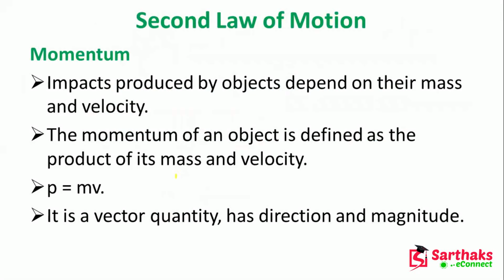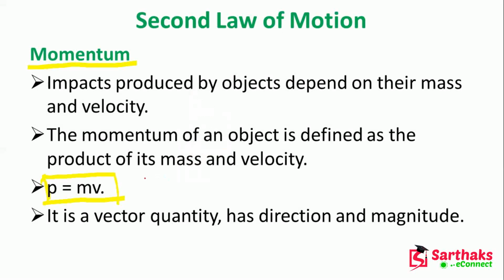Next, the second law of motion. First, we are just going through one term, that is momentum. Here, momentum means the impact produced by objects depends on their mass and velocity. So the momentum of an object is defined as the product of mass and velocity. This is our momentum, and momentum is represented by P.